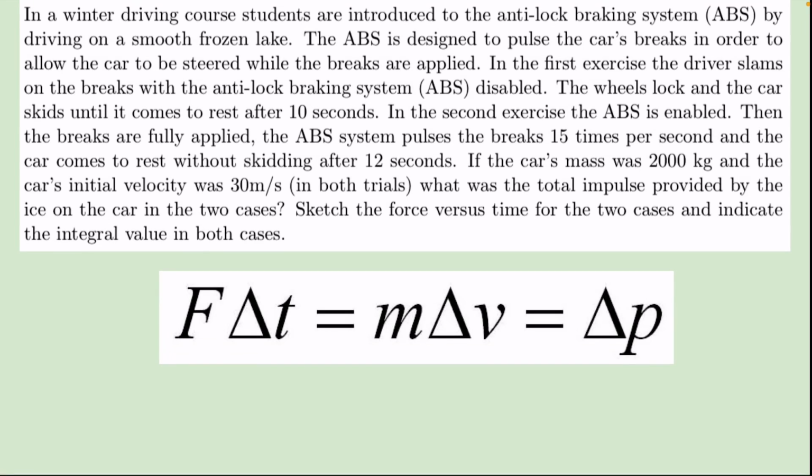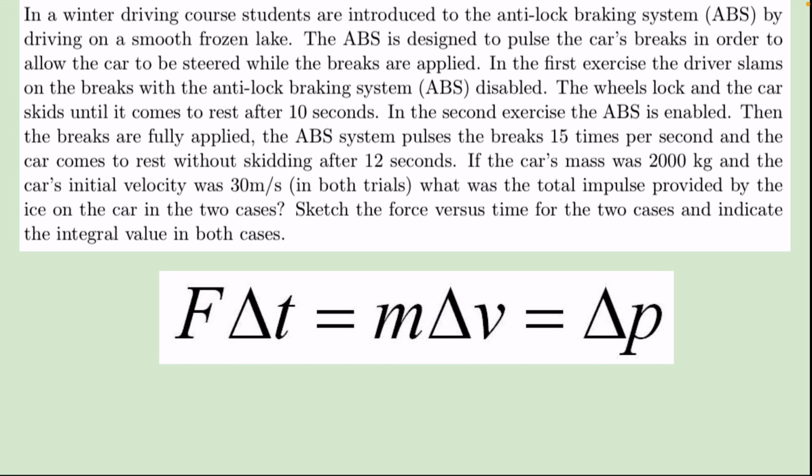Okay, so in this problem, we're being asked to look at two different situations in which we're trying to find the impulse. The first is when a car is on ice and the brakes are fully applied, with the car having an initial velocity of 30 meters per second. The car will come to rest after 10 seconds. So it's asking us to find what the impulse was in that situation.